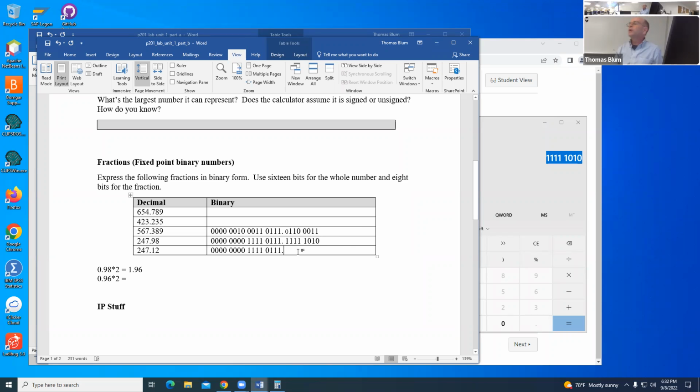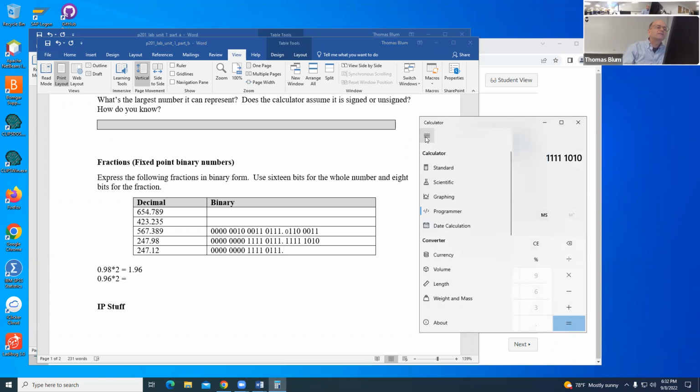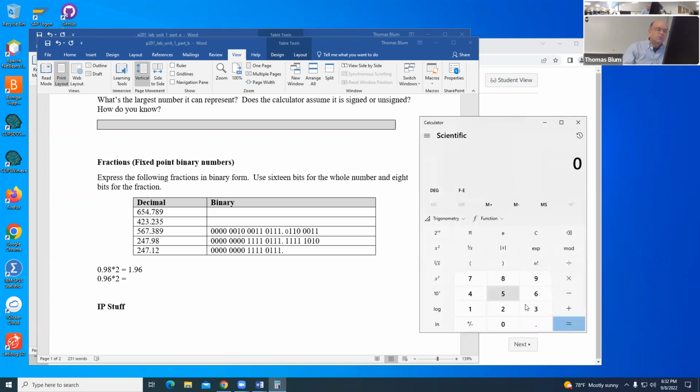So now I'll do the 0.12, because that brings up just one distinction. So I'm going to go back to scientific mode, and I'm going to put in my 0.12. And I'm also representing it with 8 bits, so times 2 raised to the 8. And now I get 30.72. So all I want is 30.